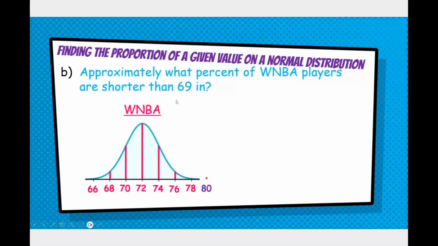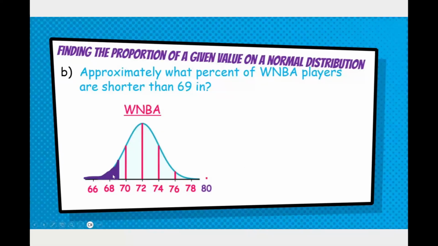So we're going to find the proportion of a given value on a normal distribution for a WNBA player that are shorter than 69 inches. So I already have this labeled for us. We're going to go ahead and mark where 69 inches is. That would be right here. And I'm going to always shade that area. That's a relatively small area. I'm doing that so I can shade and make sure my answers are honest, right?